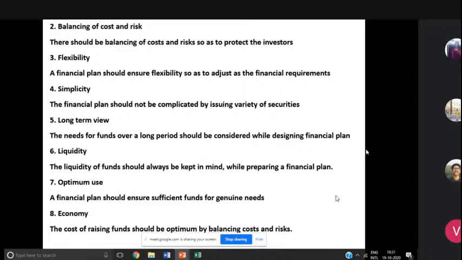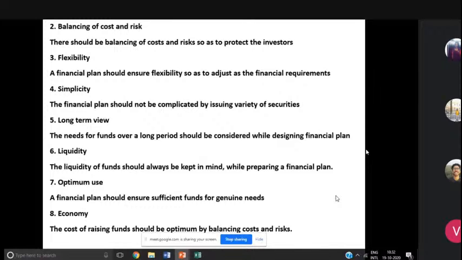Next is optimum use. A financial plan should ensure sufficient funds for genuine needs, not unwanted things, for genuine needs. Your organization must always be able to say, we have enough money for genuine needs.